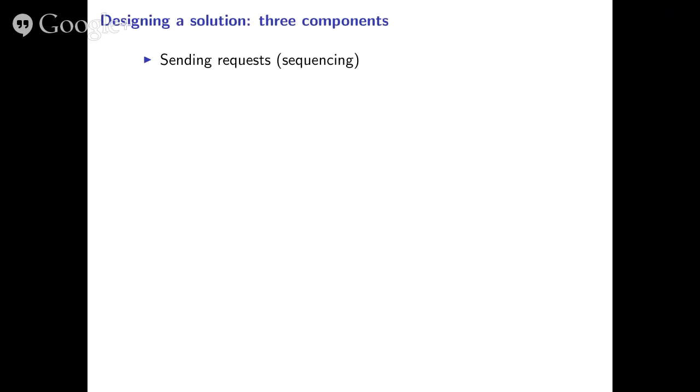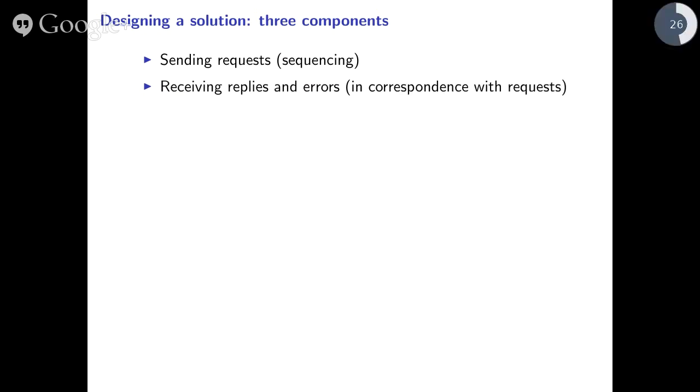So designing a solution, I think there are 3 key components to it, and the first one is sending requests. How do you maintain the sequence number, the state that exists between the server and the client? Receiving replies and errors. How do you ensure that a particular reply or an error corresponds to a particular request that was sent? And then getting those replies and errors to clients of XGB.